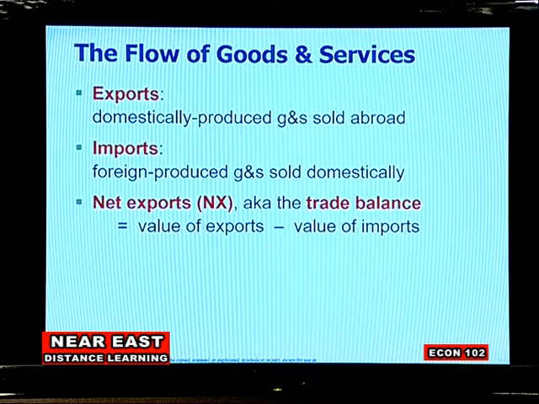Then the next is net exports. When you subtract imports from exports, the leftover, the residual, is called net exports, or sometimes we call it trade balance. If exports are greater than imports, we have positive net exports, and net exports will be greater than zero. On the other hand, if imports are greater than exports, we have negative net exports or a negative balance of trade.